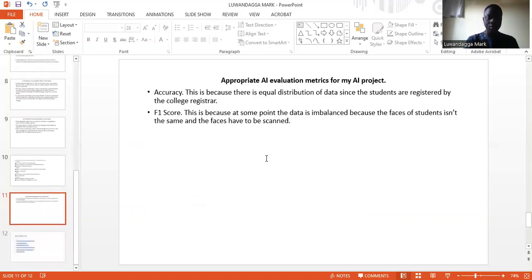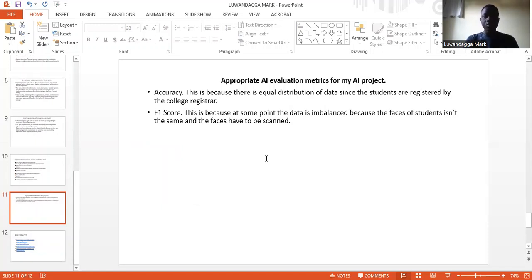So the appropriate AI evaluation metrics for my AI project would be accuracy. This is because there is equal distribution of data, since the students are registered by the college registrar. We are dealing with an equal number of students, and the students are already in the system, so we already have the information. And also the F1 score, because at some point the data is imbalanced. This is explaining the face recognition of someone's face. It will be very difficult if you classify the faces to be the same.